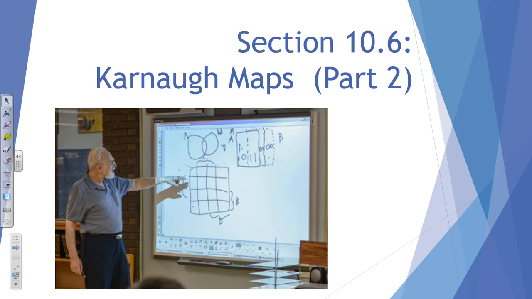Okay, welcome back for part two. If you haven't already watched part one, you should do that. This is part two where we're going to draw out some more complex Karnaugh maps to simplify some more complicated Boolean expressions, but none of this will make sense if you haven't watched part one. So let's get started with part two.